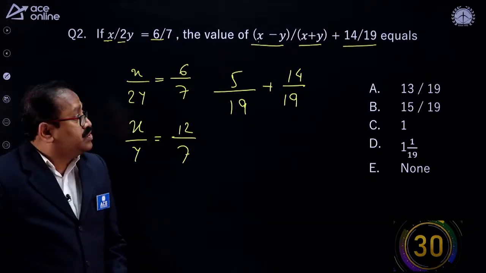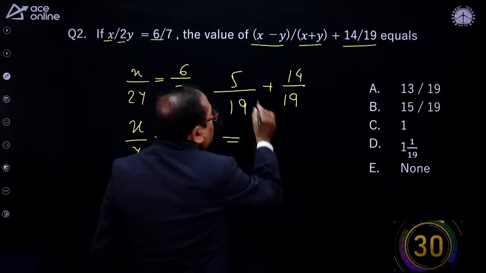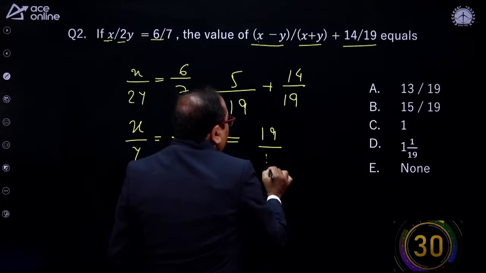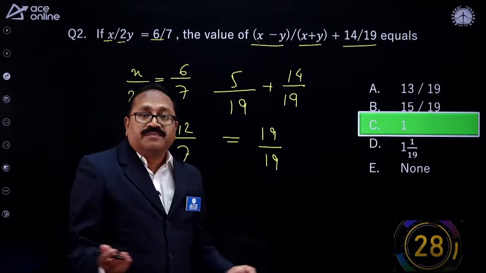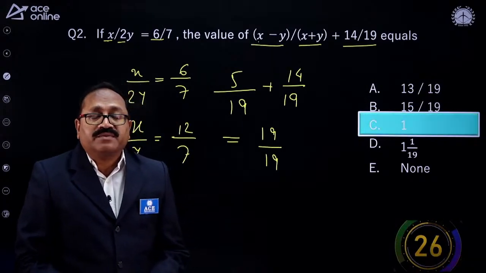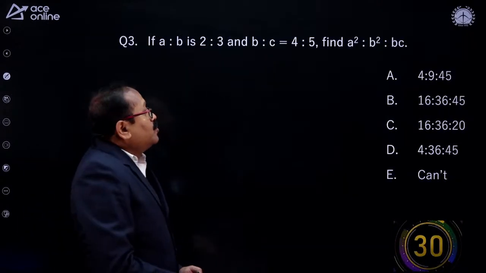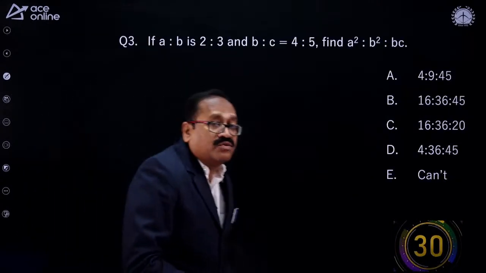Okay, not an issue. So here, you know that this is 19 by 19 and it's nothing but 1. So your answer choice should be 1. It's a very simple introduction of the ratio part. Now moving on to the next question on your board here.